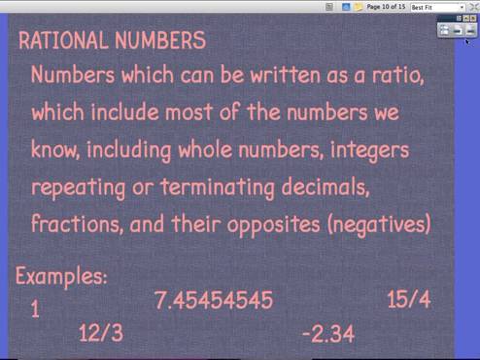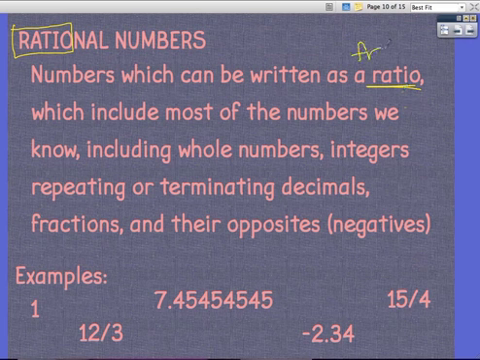So here's a big concept. Rational versus irrational numbers. Rational numbers are those numbers that can be written as a ratio. Notice that rational has the word ratio in it. And what is a ratio? A ratio is a fraction. Okay, I can write it as a fraction.